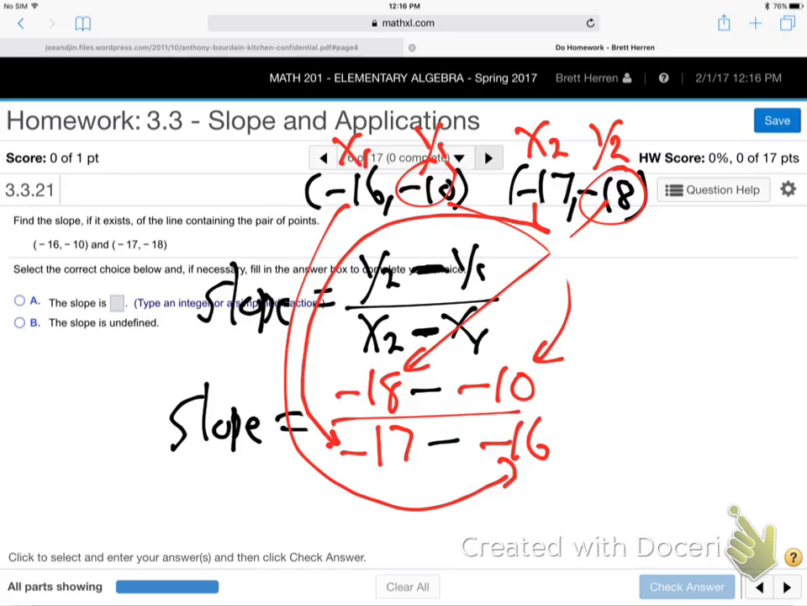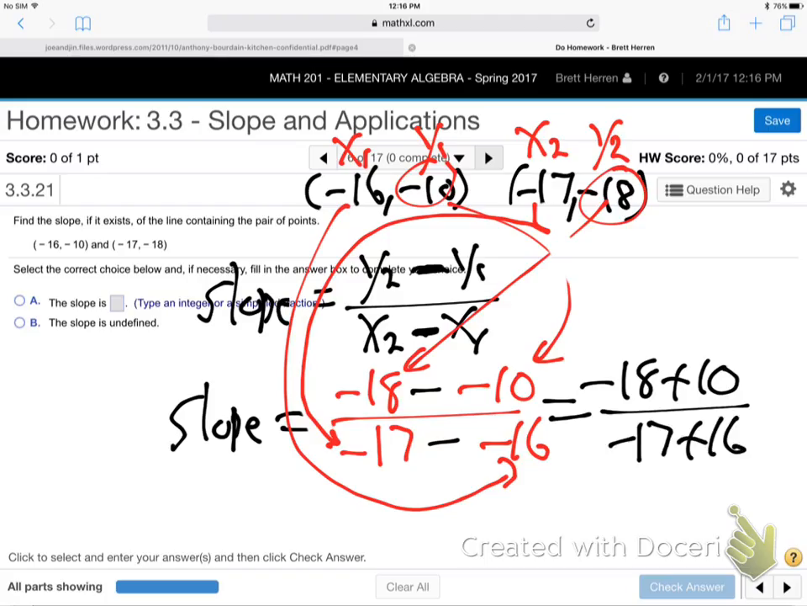The second y value minus the first y value. Second x value minus the first x value. Right? Now what do you do with these negatives head to head? Positive, right? Negative 18 plus 10, negative 17 plus 16. The two negatives head to head become plus, don't they? And so what do we got? Negative 8 over negative 1. What's that? Two negatives? Positive regular 8.